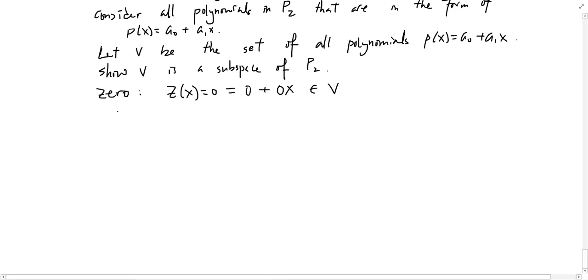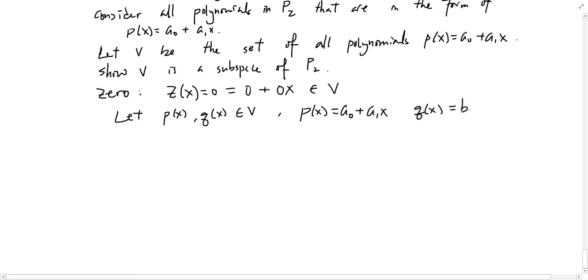We're going to define 2 elements. So I'm going to go and let P of x and Q of x be in V. Now what does that mean? Well, that would mean that P of x must equal a sub 0 plus a1x, and Q of x must be equal to b sub 0 plus b1x.